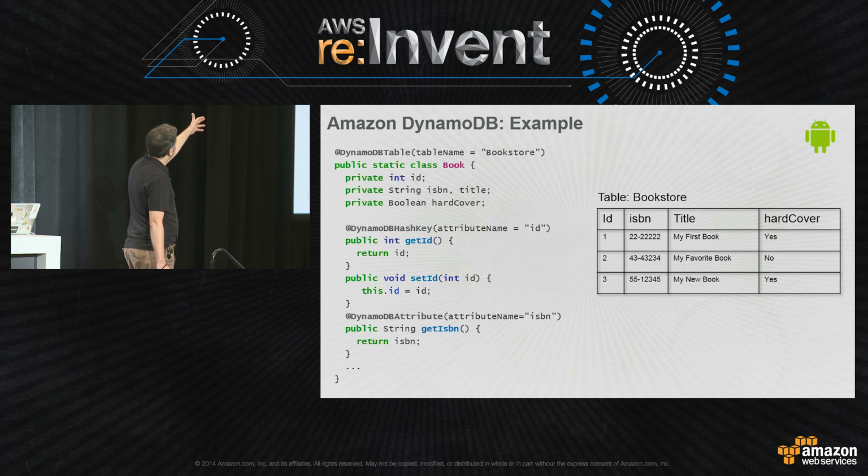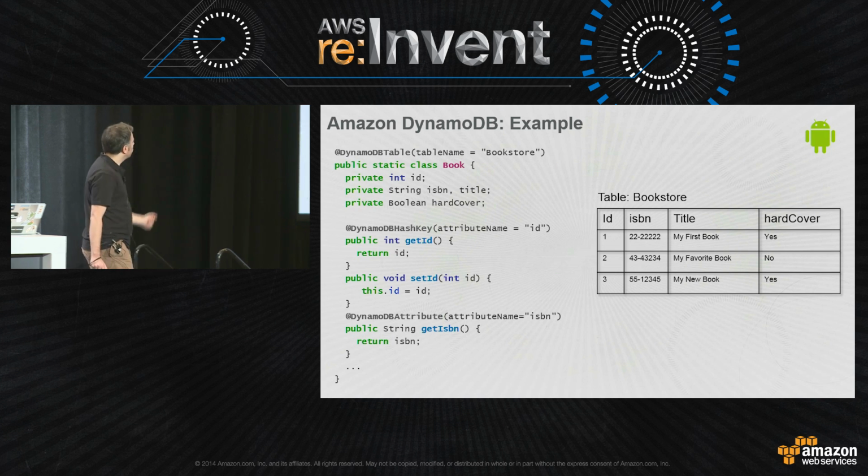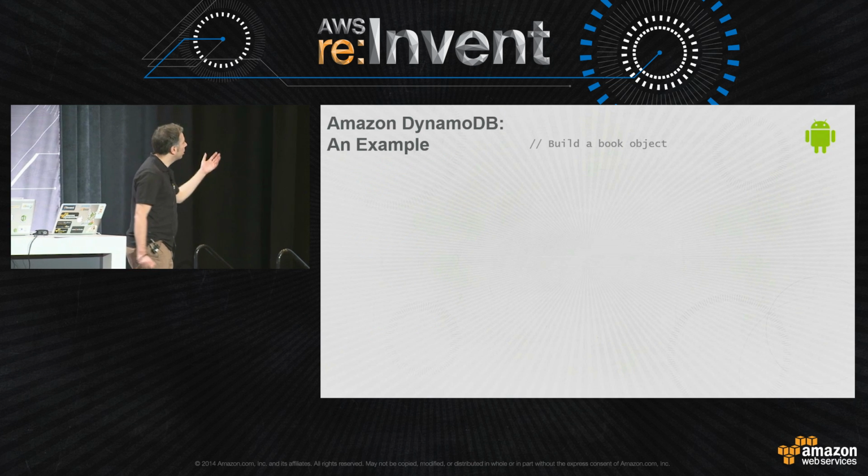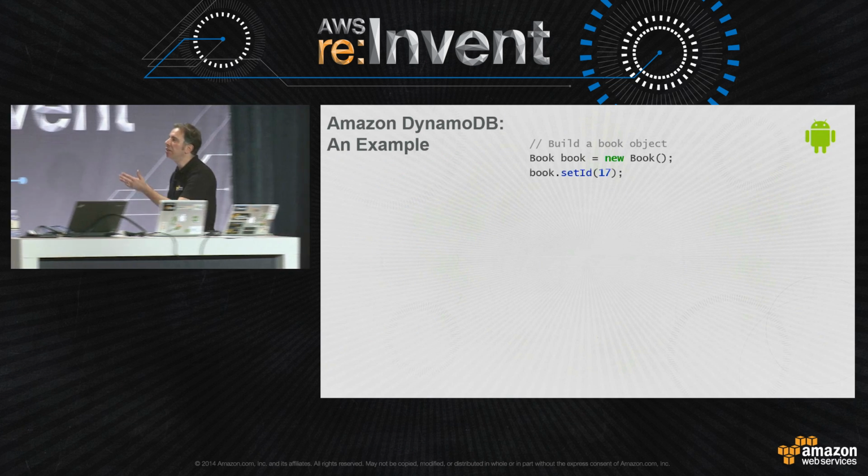But in this case, we are mapping the hash key, that is the book ID, into the attribute name ID, and then you are mapping the ISBN into the attribute with the same name. When you do this kind of mapping, then you can build a book object from scratch.